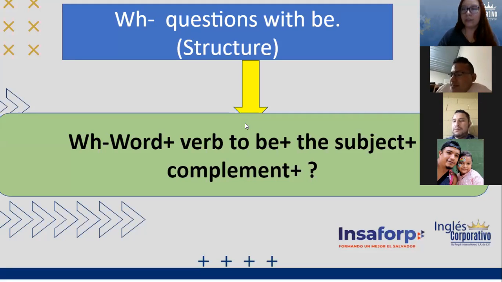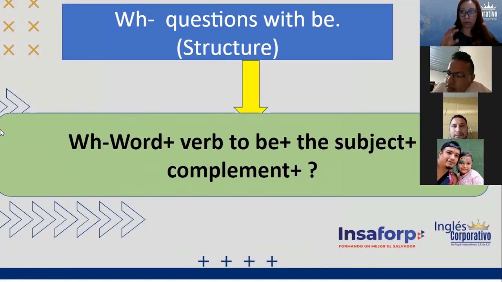Next. We're going to start to talk. Vamos a iniciar a hablar de las preguntas de información con el verbo to be en presente, okay? WH questions, o conocidas como information questions with the verb to be. Y acá tenemos la estructura, okay? Si se fijan, es bien parecida a la de sí o no. Si las preguntas de sí o no empiezan con verbo to be, sujeto y complemento, lo único que yo hago con las de WH, con las de información, es que antes del verbo to be voy a poner la pieza de información que necesito.